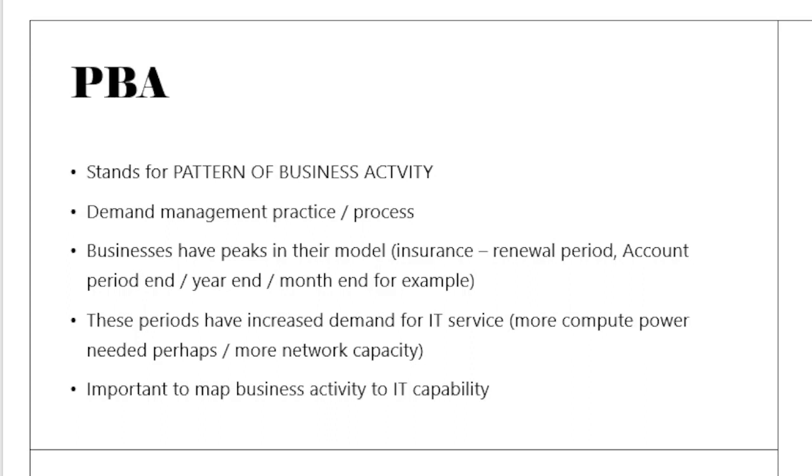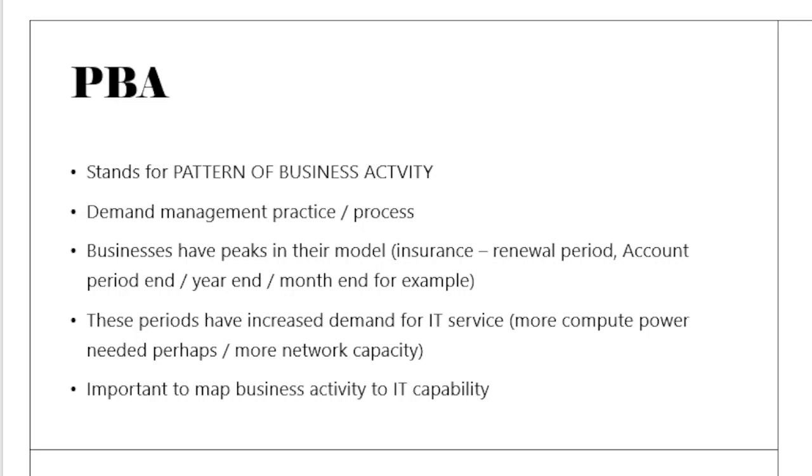So those have impacts on IT and things like demand management and capacity management. That's where these things kind of come into play. So the IT systems, perhaps there's more compute power needed in February than there is in December. As an example, or whenever the renewal period is in an insurance organisation, perhaps there's more processing or there's more storage need or more network capacity to send information back into. And part of patterns of business activities is important to map that to IT capabilities.